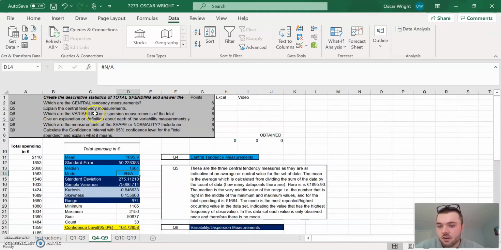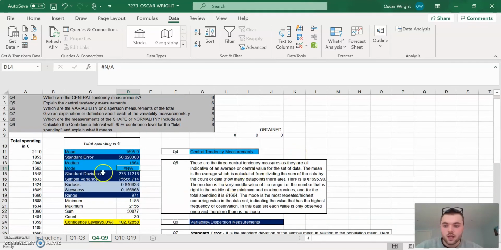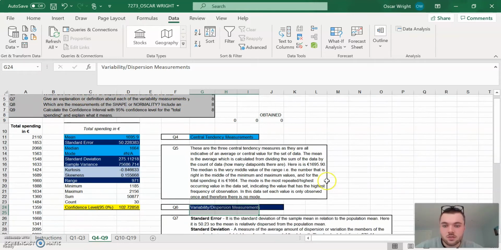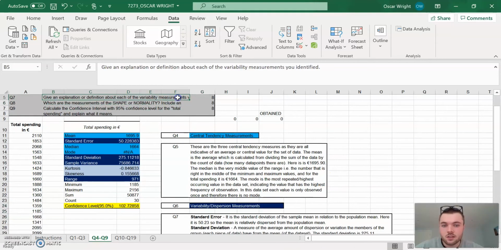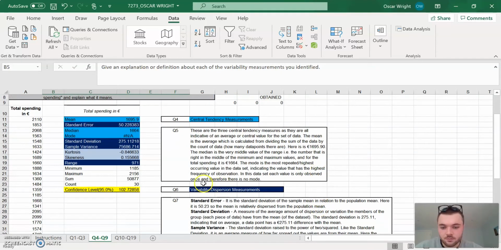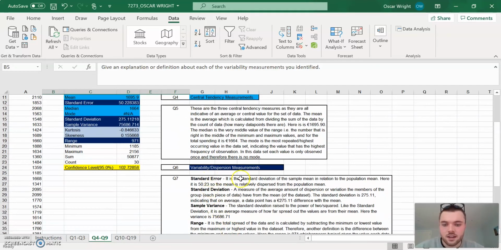Question number 6. Which are the variability or dispersion measurements of the total? So we have standard error, standard deviation, sample variance, and range. These are our variability / dispersion measurements. Question 7. Give an explanation or definition about each of the variability measurements you identified.